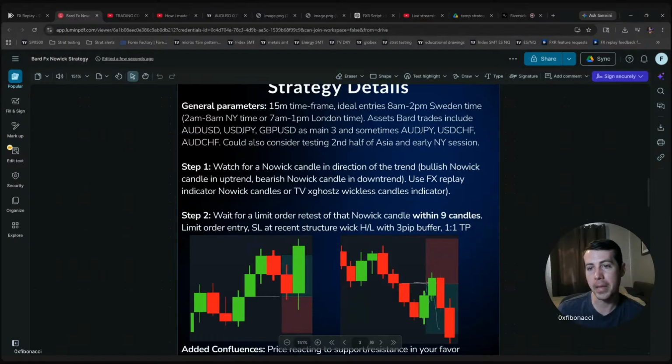And really the main thing is he's looking for a relatively quick retest, like within 9 candles. So after this no wick candle prints, the retest needs to happen within 9 candles after that. So it can't be that price moves on a long time and then retests it way later. He's looking for a pretty quick retest in order to take the trade.